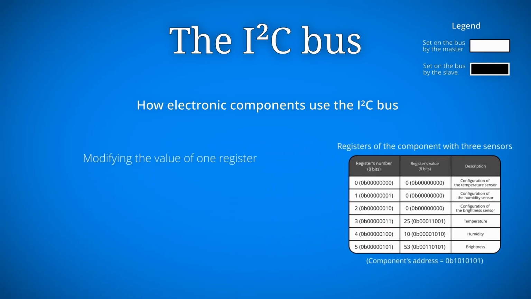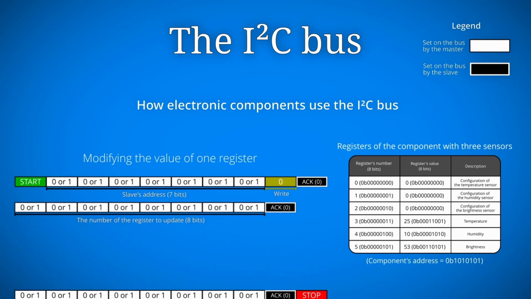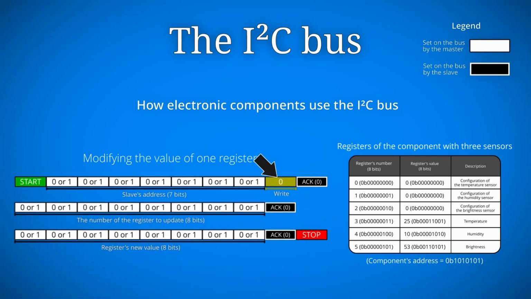To change the value of a register by the I²C bus, a master must use a write request of 2 data. The first data of the write request is the number of the register to update, and the second data is the new value for the register.